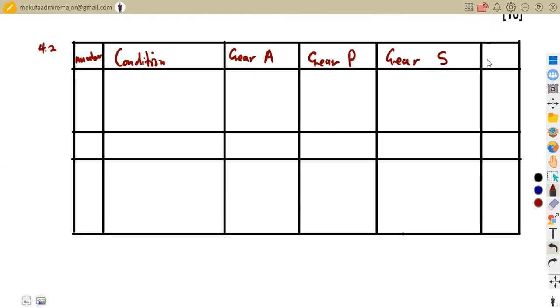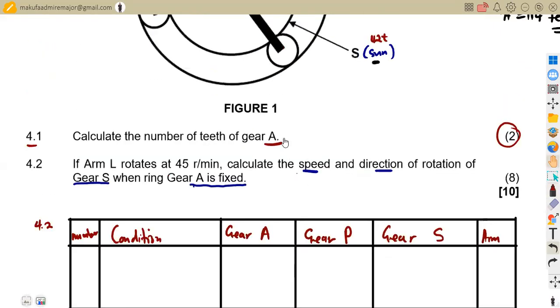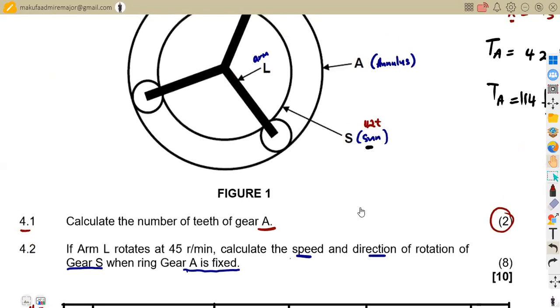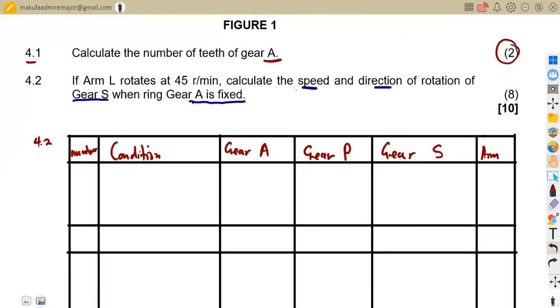And we also have the arm. So in this case, the arm is given with the letter L. So take note, our arm is L in this case. All right. So that is what you are going to have.